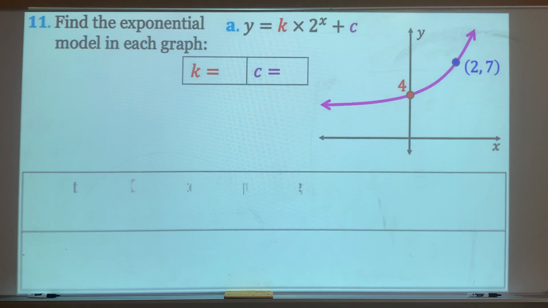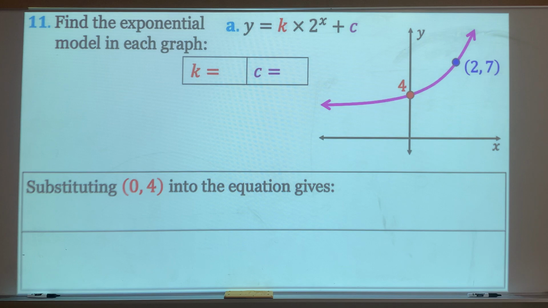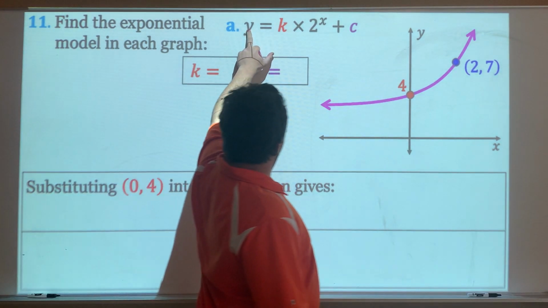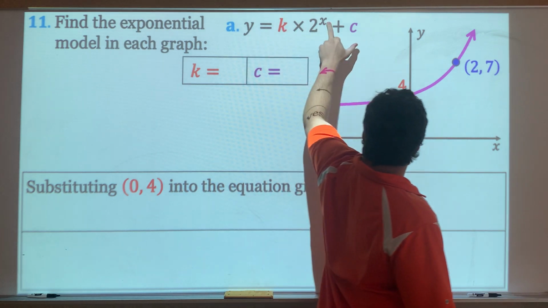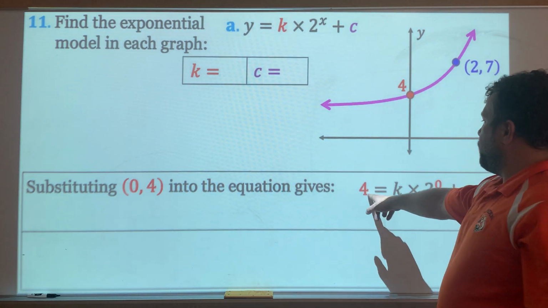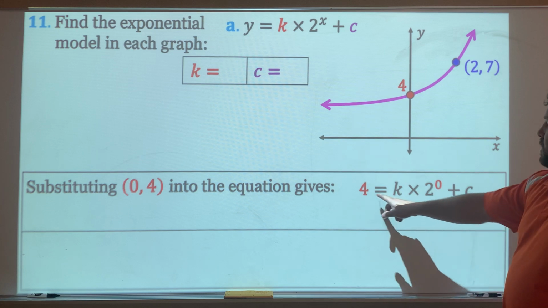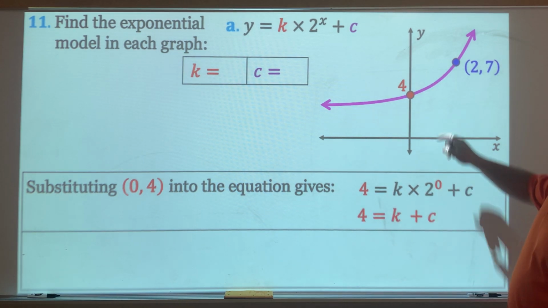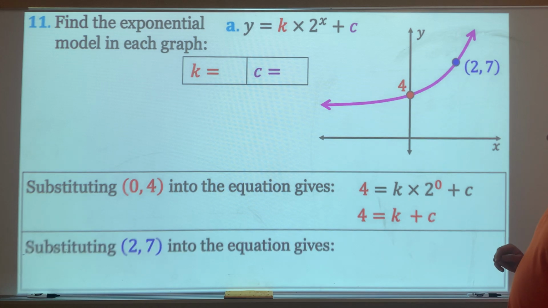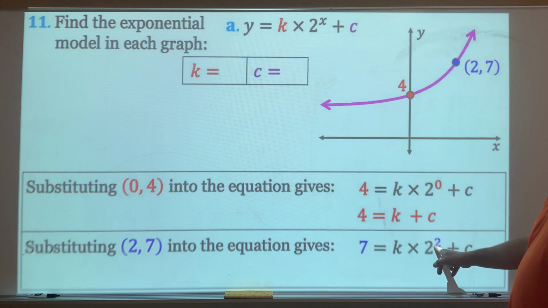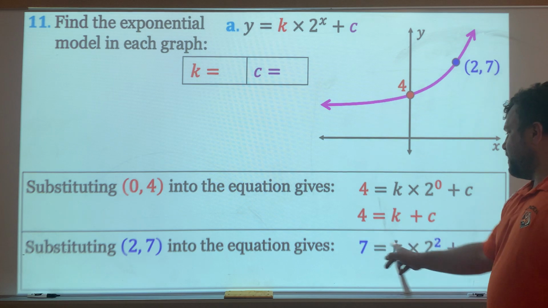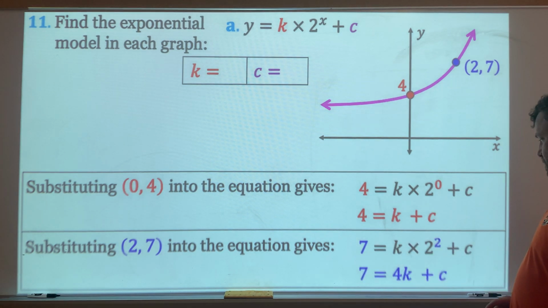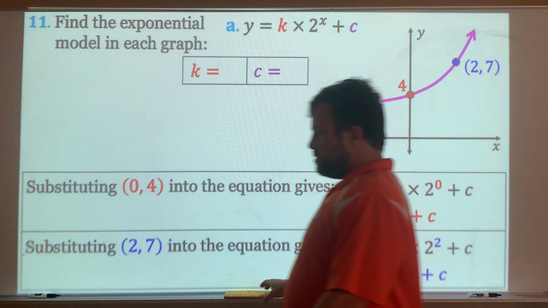The way this works, substitute in 0, 4 first. 4 equals k times 2 to the 0 plus c. 2 to the 0 is 1. So 4 equals k plus c. Okay? 2, 7. 7 equals k times 2 squared plus c. 7 equals 4k plus c. Okay, so those are our 2 equations.